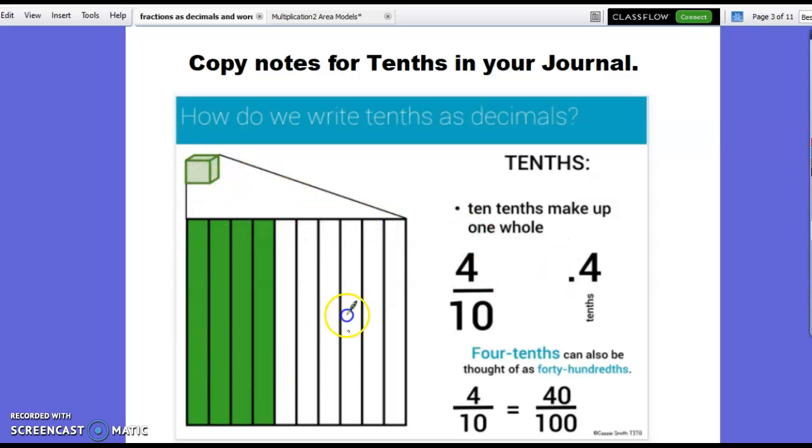So here is the pictorial model, and if you want to pause the video here and write down all these examples, you are more than welcome to do so. So your tenths, you have 4/10 as a fraction, 4/10 as a decimal, which equals 40 hundredths, they are equivalent, and then 4/10 in words. Those are the different ways. So if you need to pause the video here and get your notes for your tenths, do so now.